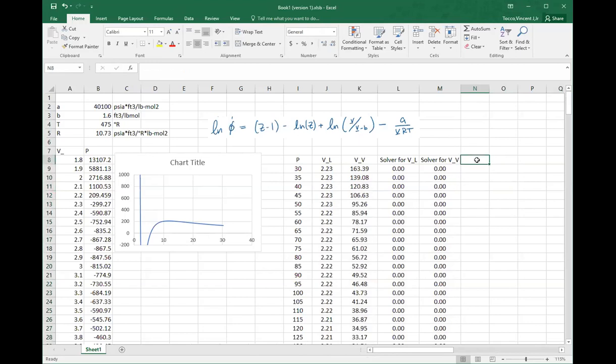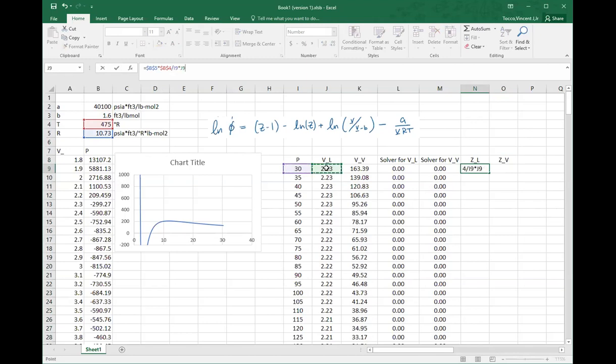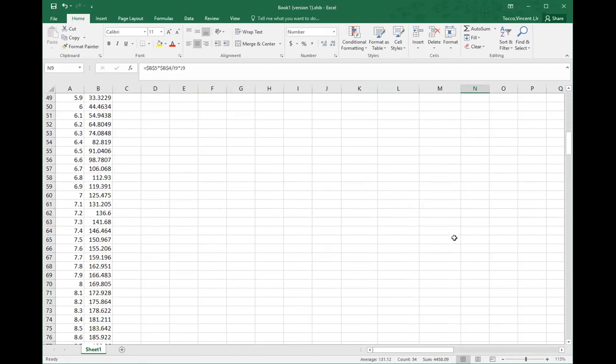All right, first thing I want to do is solve for Z, the compressibility. And that is also going to be for 2 different states, Z of the liquid and Z of the vapor. For Z of the liquid, I want to take R times T divided by P times V of the liquid. And both of those things are changing. Copy that all the way down by double clicking.